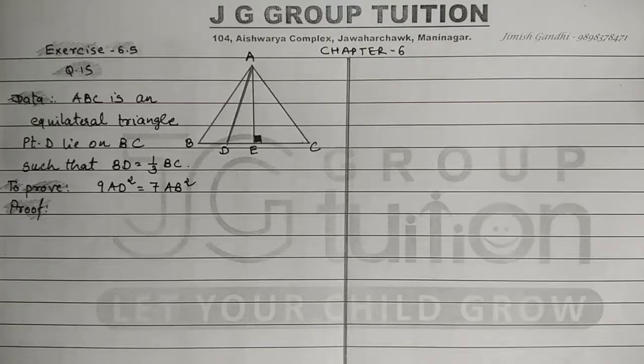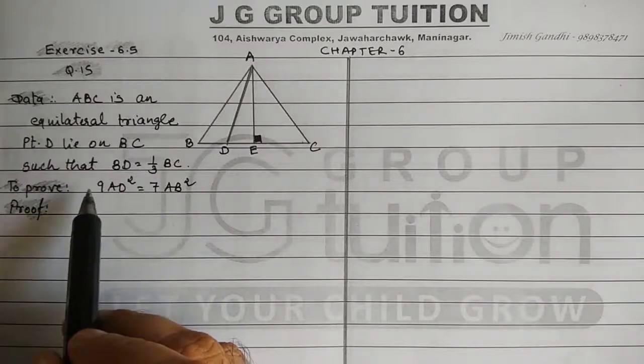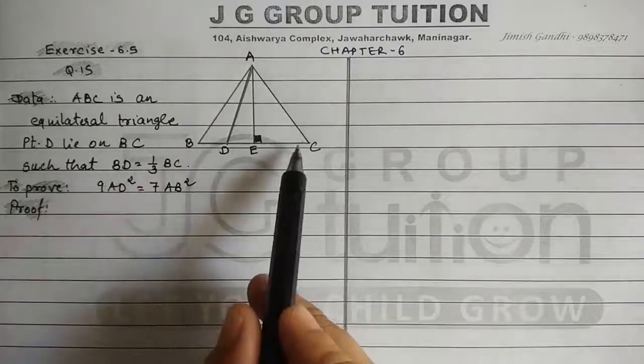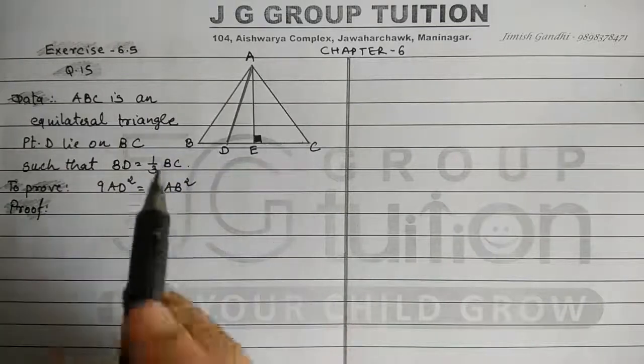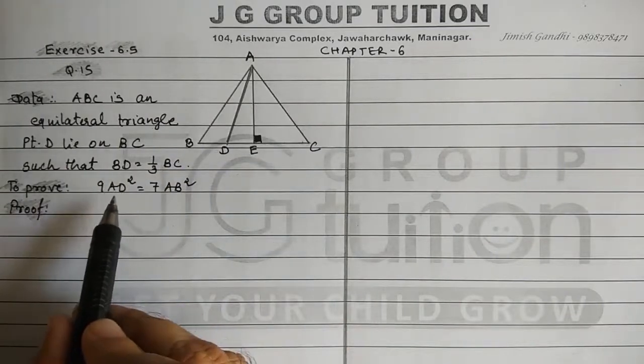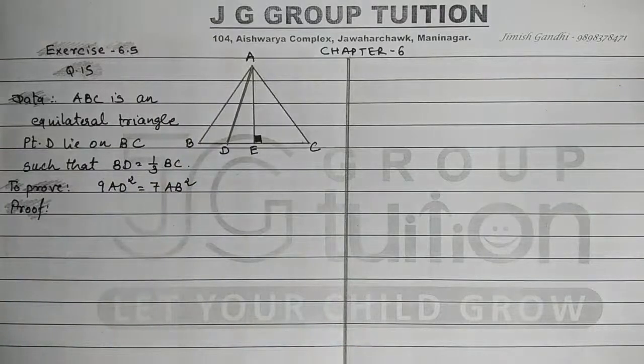Let us continue with question number 15. It is given that ABC is an equilateral triangle and point D lies on BC such that the length of BD is 1/3 of BC. So we have to prove that 9 times AD square is 7 times AB square.